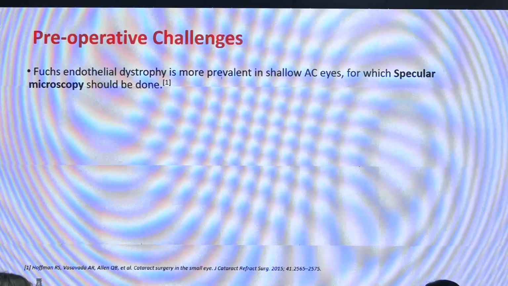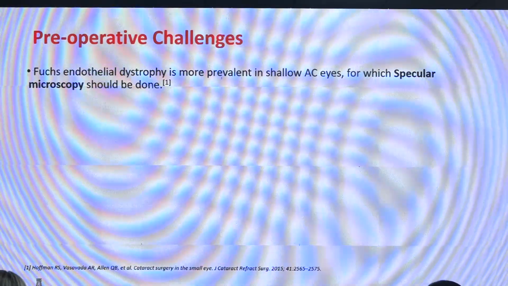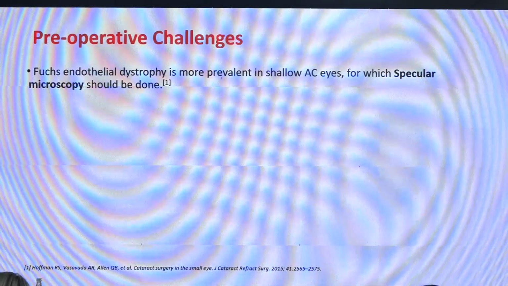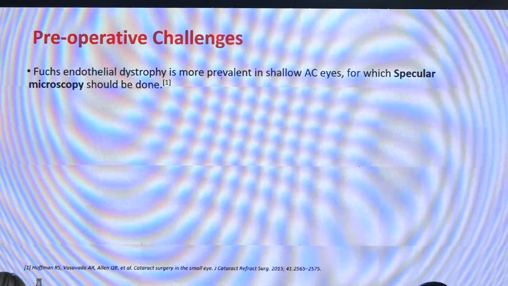Also, there are studies suggesting that Fuchs dystrophy is more common in shallow AC eyes. So if you have availability, a specular microscopy can also be done, or a careful specular examination should be done to rule out Fuchs dystrophy.